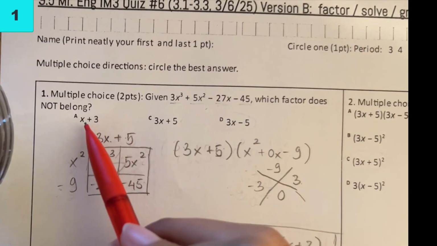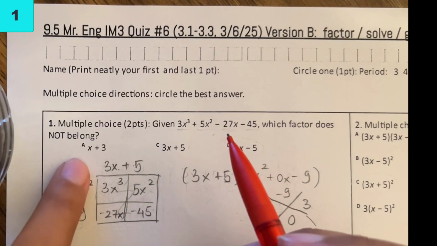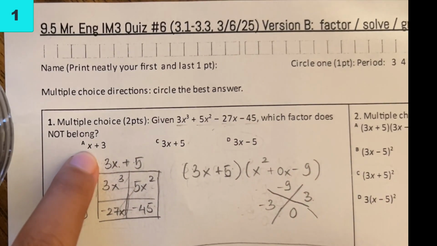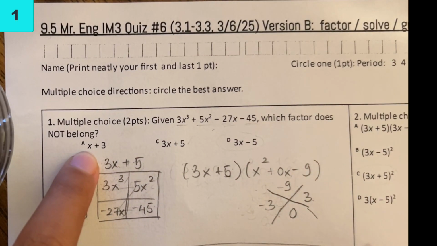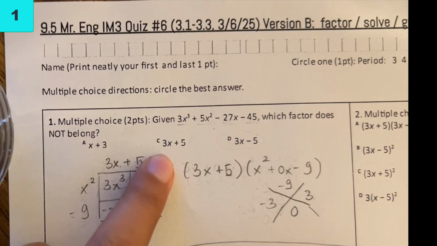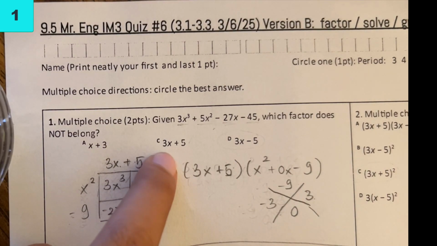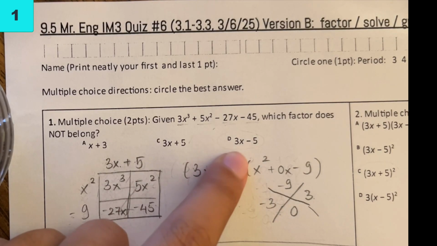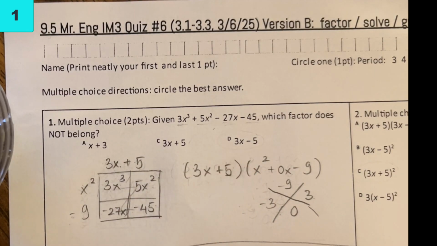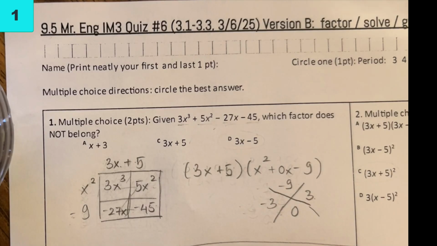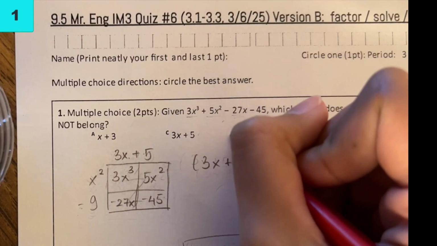So look at the answer. They have x plus 3 right here. So it belongs. 3x plus 5 right here, and 3x minus negative 5 is not here. So this one does not belong.